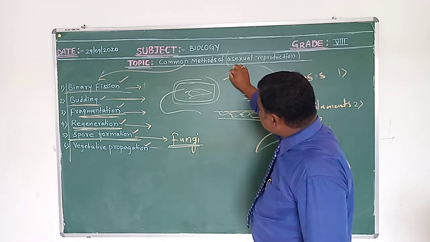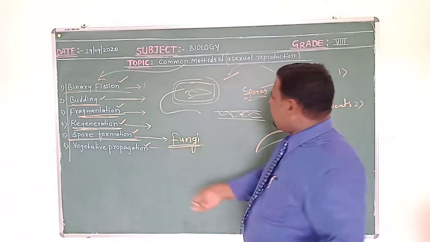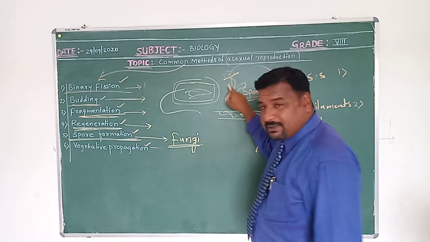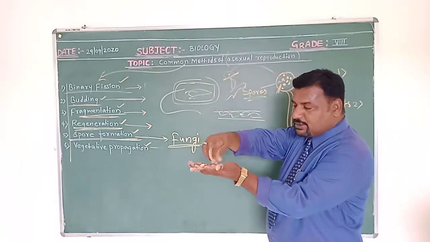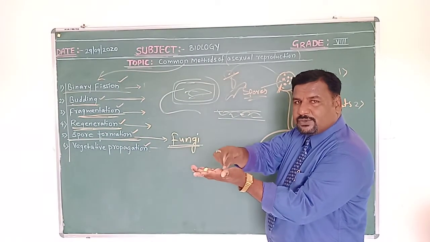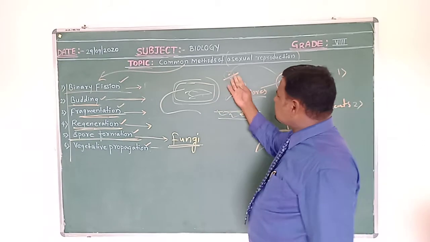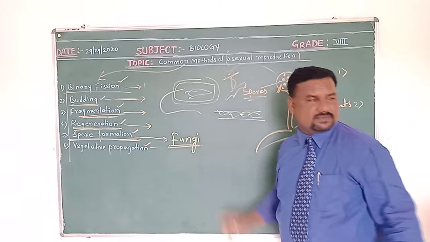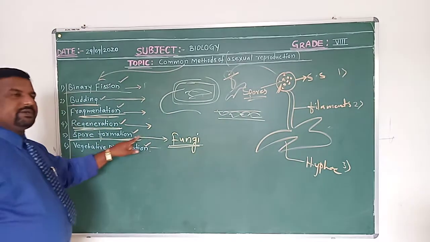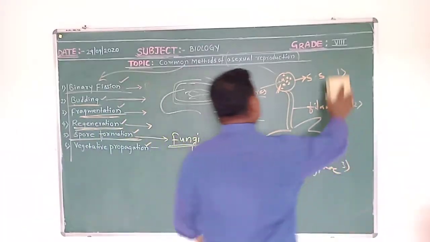That single spore again starts multiplying. It develops a spore sac, a filament, and hyphae. If the spore has fallen down here and receives moisture, oxygen, and food to grow, if it receives a favorable condition, it again grows into a new fungus. This type of method is called spore formation. Who reproduces by the spore formation method? Organisms like fungus.